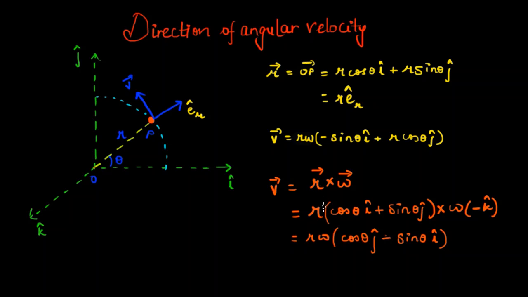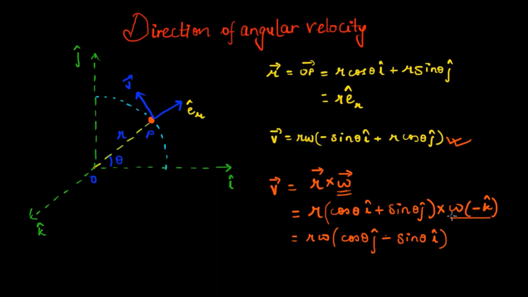Now we know r vector is r cos theta i cap plus r sin theta j cap. So r vector is exactly that same. Now we need to define omega vector. We need to define omega vector in such a way that the cross product of this omega vector and this r vector becomes equal to this vector, right? So what will be the value of omega vector which will satisfy this condition? To satisfy this condition, the value of angular velocity or omega vector should be omega times minus k cap, right?